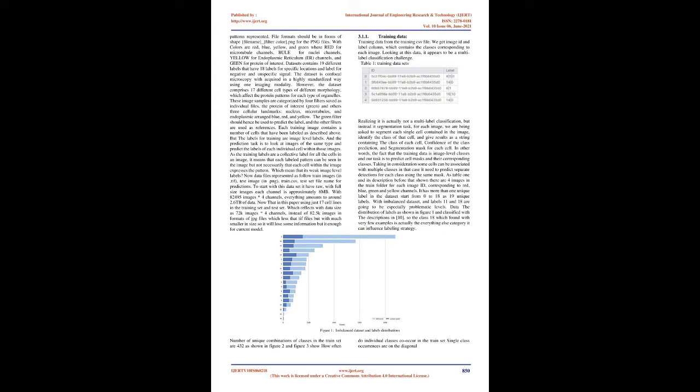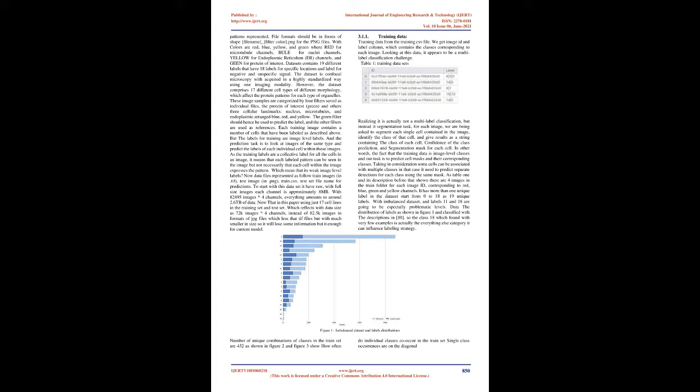Each training image contains a number of cells that have been labeled as described above. But the labels for training are image level labels. And the prediction task is to look at images of the same type and predict the labels of each individual cell within those images. As the training labels are a collective label for all the cells in an image, it means that each labeled pattern can be seen in the image, but not necessarily that each cell within the image expresses the pattern. This means they are weak image level labels.